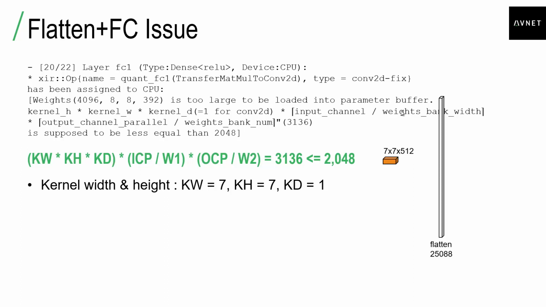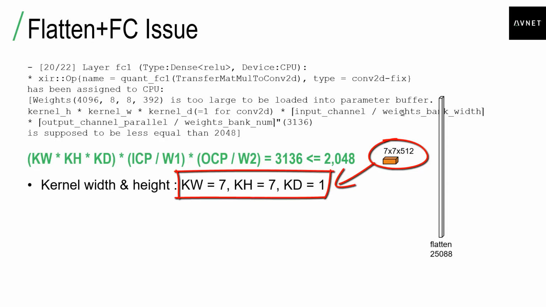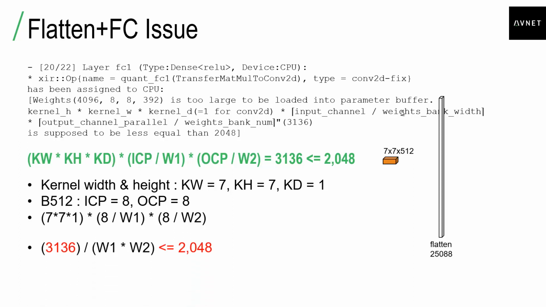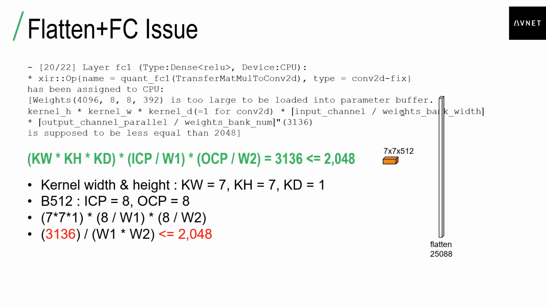So as we mentioned, we can see that our fully connected layer has been implemented as a 2D convolutional layer, and the kernel size corresponds to our 7x7 max pooling layer here. So the kernel width and height would be 7 and 7. Once again, our channel parallelism is 8. So if we plug our numbers into our formula, we can see that we have 3136 divided by our weight factors, which is larger than the 2048.